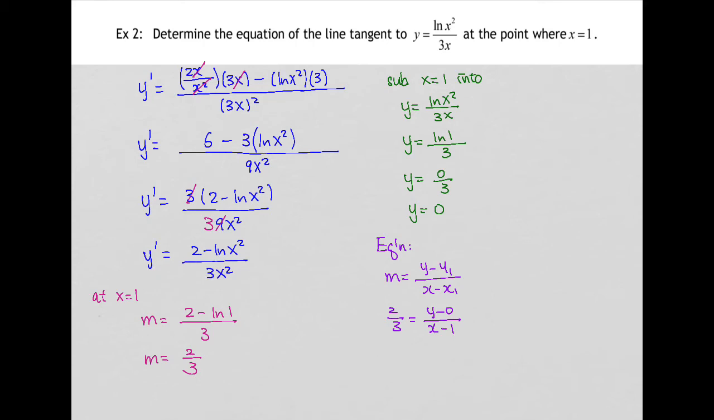And let's do a cross multiplication. You get 2x minus 2 equals 3y. So 2x minus 3y minus 2 equals 0. And this is our equation of the tangent line in standard form.